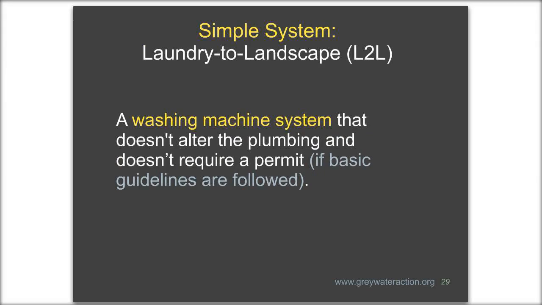We're going to talk about some types. First, a simple system. This one is called a laundry to landscape. It was first invented by a man named Art Ludwig of Oasis Design. This is a washing machine system that does not alter the plumbing, and it doesn't require a permit if basic guidelines are followed. This is true in California and several other states.